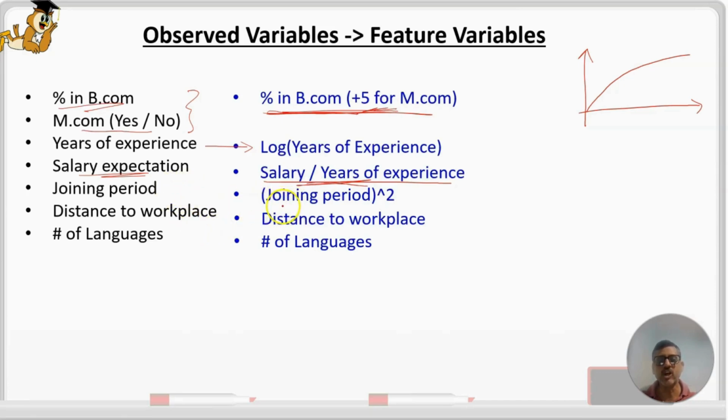Joining period. In the case of joining period, it could be the reverse of the years of experience. If somebody has 2 months of joining period versus 3 months, that's a huge difference. If it is just 5 days versus 10 days, it's not a big difference. So I'm looking at a curve that looks like this, of the impact of joining period, and I'm just going to treat this as a square, and consider the feature variable as joining period to the power 2. Distance to workplace, let's just keep it as is. And number of languages also, let's just keep as is.